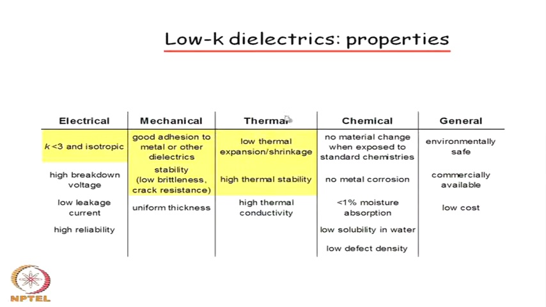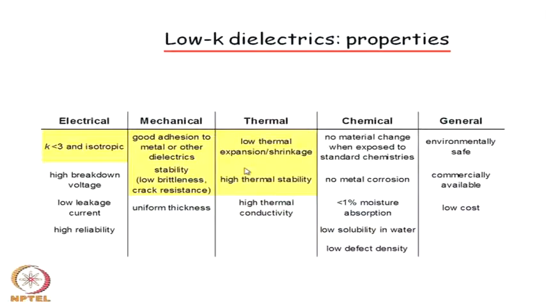Also the thermal property, low thermal expansion or shrinkage, otherwise during processing if we increase or decrease the temperature there will be expansion or contraction. So, obviously there will be crack or shrinkage and the device will not be a stable one, and high thermal stability. Then so far as the chemical properties are concerned, no material change when exposed to standard chemistries, no metal corrosion should be there, it must be low solubility in water, low defect density, etc.